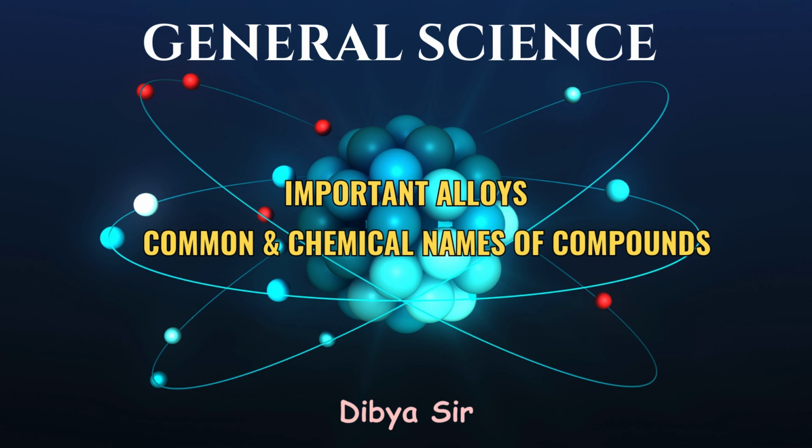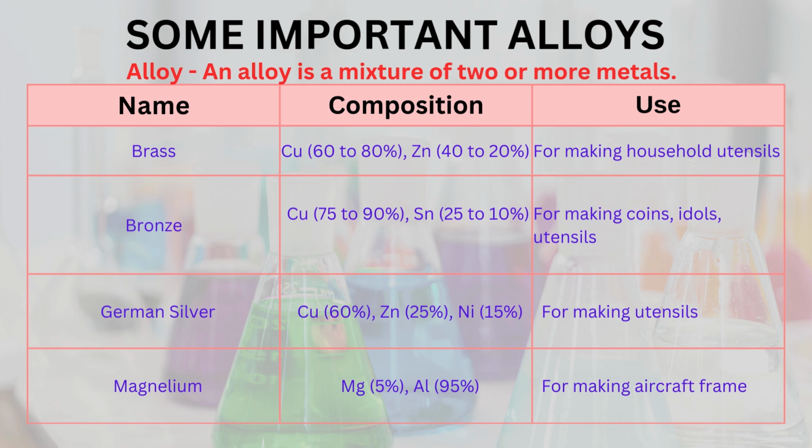Hi, now I am going to start one topic from general science, that is important alloys and also common chemical names of compounds. So start. First, you should know about alloy. What is an alloy? An alloy is a mixture of two or more metals, which is an intermediate state of both metal and non-metal, that is alloy.